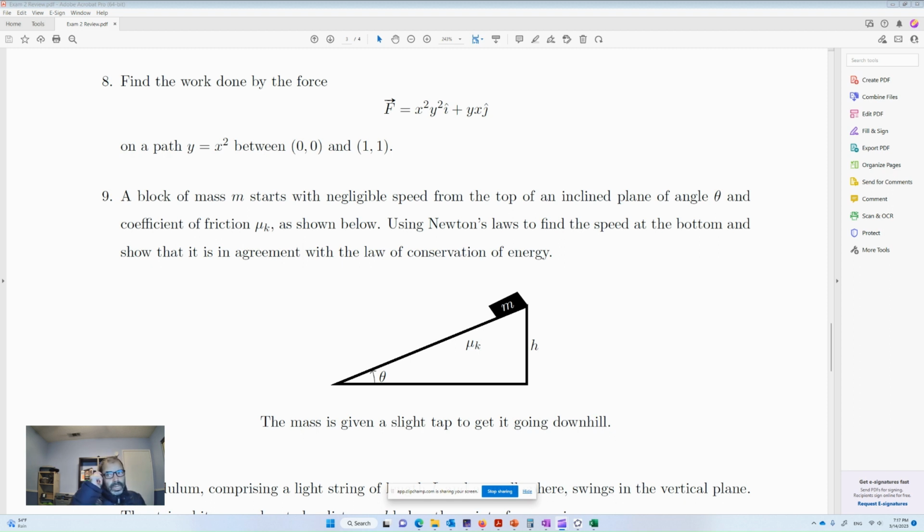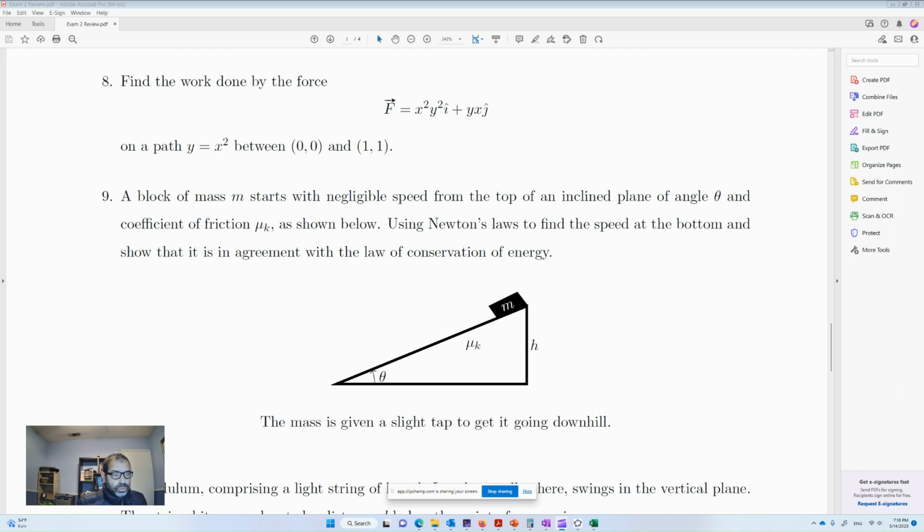Anyway, I am looking in here at problem 9. Basically, it tells you a block of mass m starts with a negligible speed from the top of an incline of angle theta. Coefficient of friction is mu k, as shown below. Using Newton's laws, find the speed at the bottom and show that it is in agreement with the law of conservation of energy. So we need to find the acceleration. Then, since the height h is given and the angle theta is given, I can find the distance it traveled. Then, based on that, I can find the velocity.